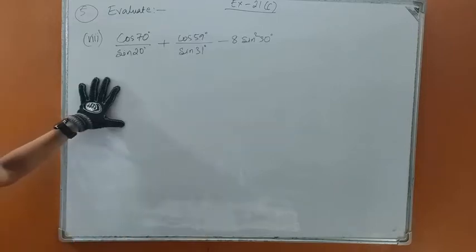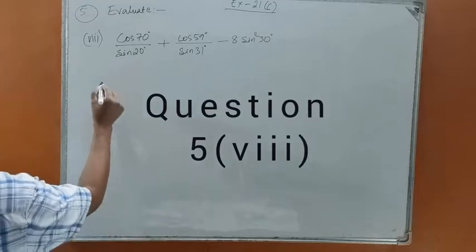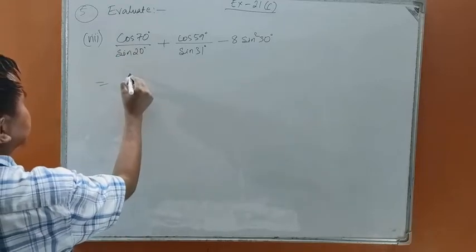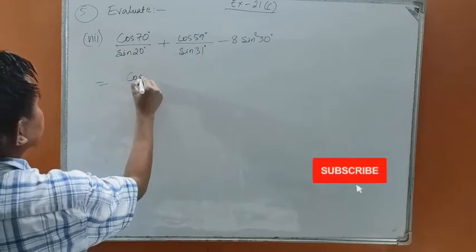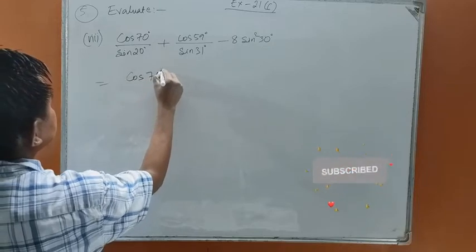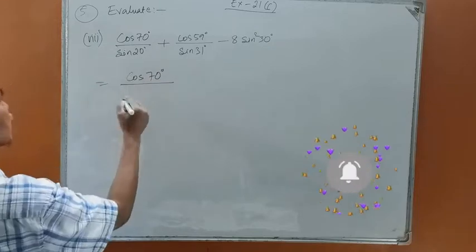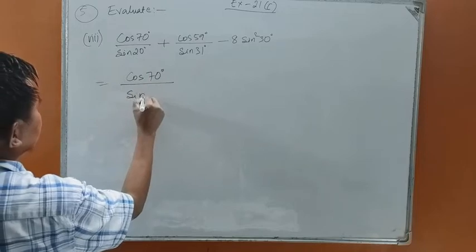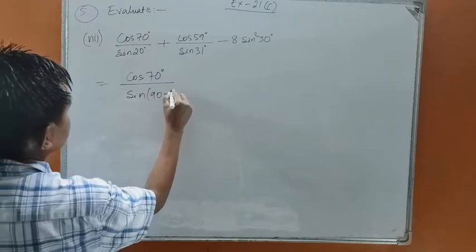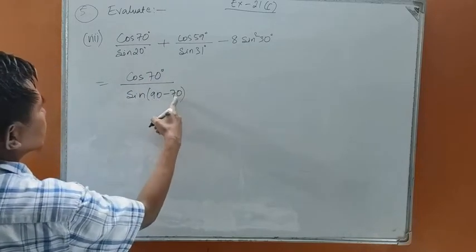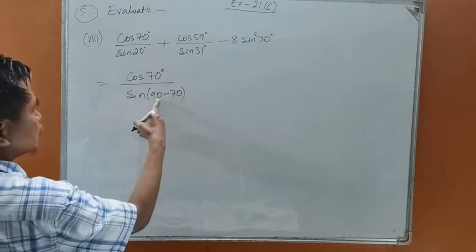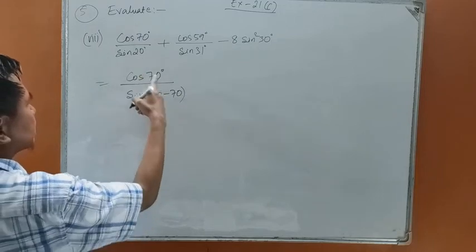Okay, let us do question number 8. So we have cos 70 degree in the numerator. Let us copy this as it is, cos 70 degree. In the denominator we have sine 20 degree. This means sine 90 minus 70. 90 minus 70 gives us 20, isn't it?